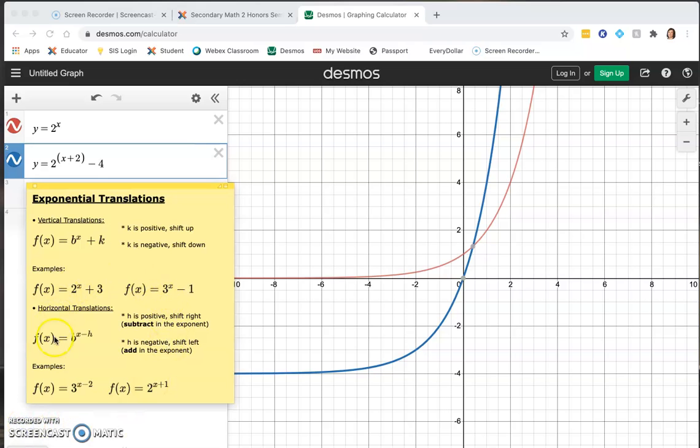So here's something that I want you to put in your notes. This is a way to remember vertical and horizontal translations. So our vertical translations are of the form f of x equals b to the x plus k, and it gives you some shifts up, shifts down, and some examples of what those would be. If you don't, take a minute, pause the video, write this down, and it will help you remember when you're doing some of these shifts.